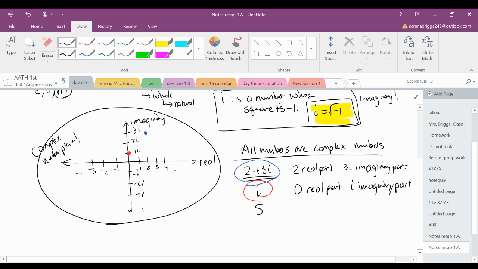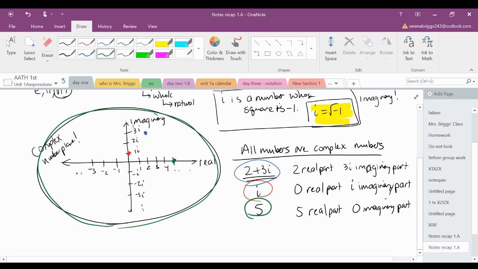The number 5 is complex. 5 is the real part, 0 imaginary part. If I was going to graph that one, I would graph it right here, 5, on the real number line. Any number you can think of can be graphed on the complex number plane because all numbers are complex numbers.